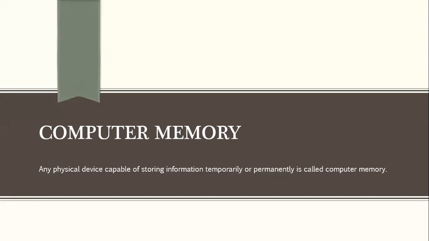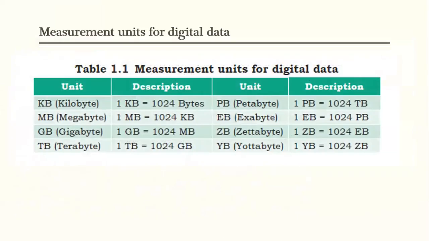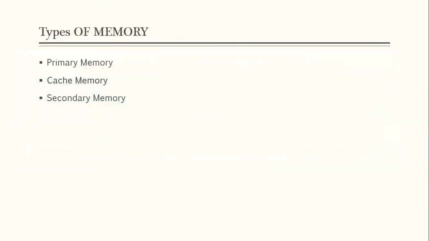We are continuing with our revision of chapter 1 and simultaneously we will practice some programs in Python. Today we will talk about computer memory. Any physical device that is capable of storing information, whether temporary or permanent, is called computer memory. We know the units of computer memory from KB to PB. We've spoken about this. And then we know how the digital data is measured.